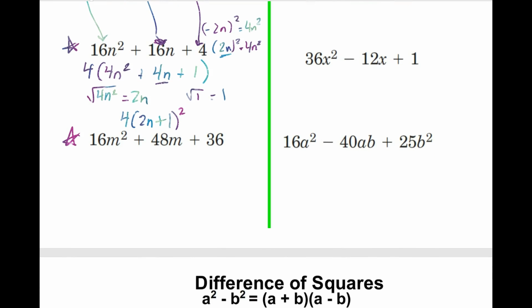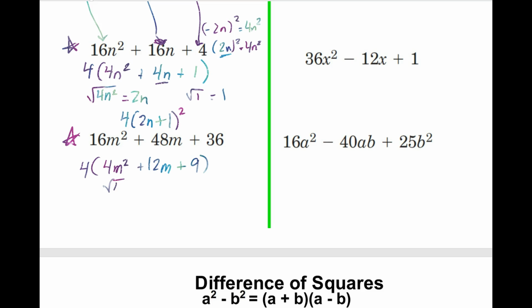For this problem right here, the GCF would be 4. Again, we factor out 4 and we get 4m squared plus 12m plus 9. Then we say, is this a perfect square trinomial? I see a perfect square here, and I see a perfect square here. Is the middle term half of this? Then it will be a perfect square trinomial.